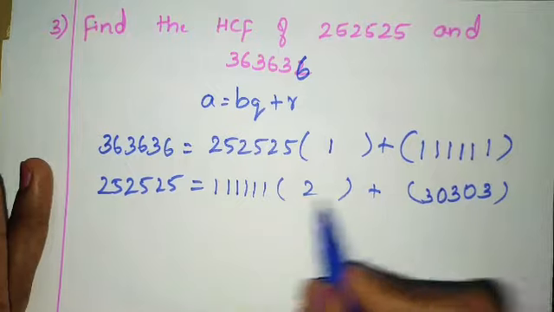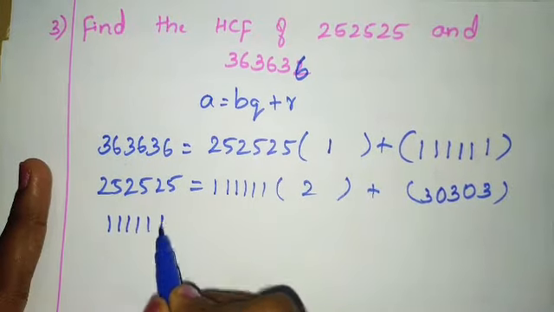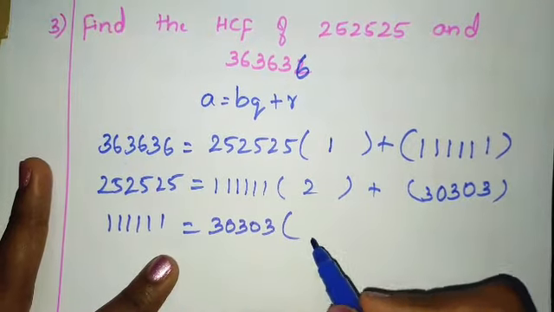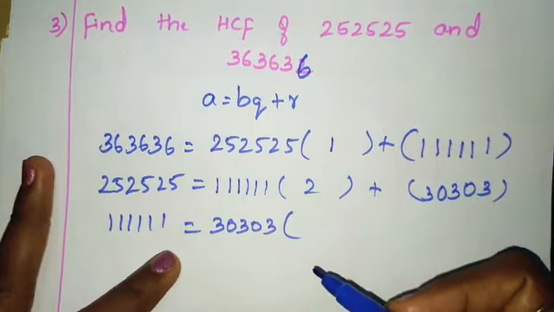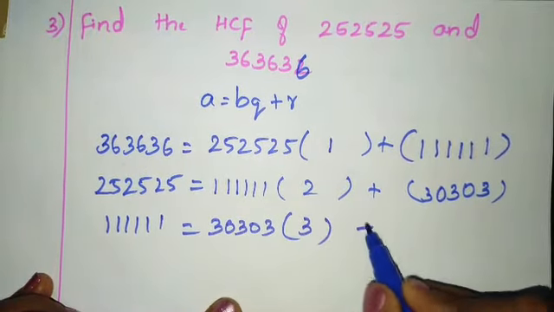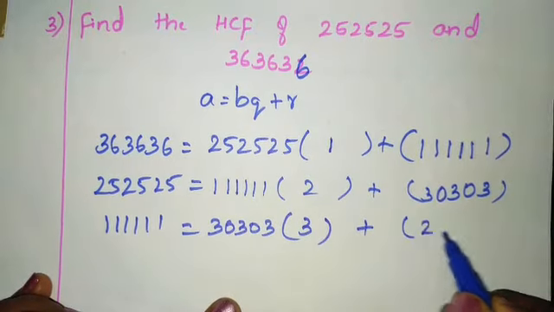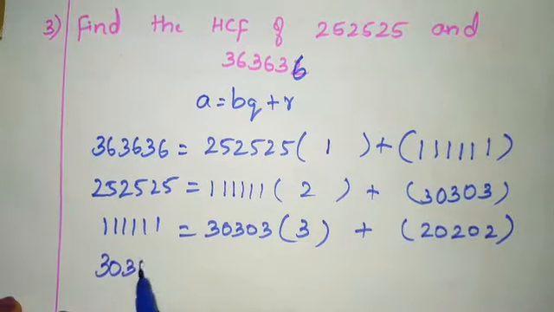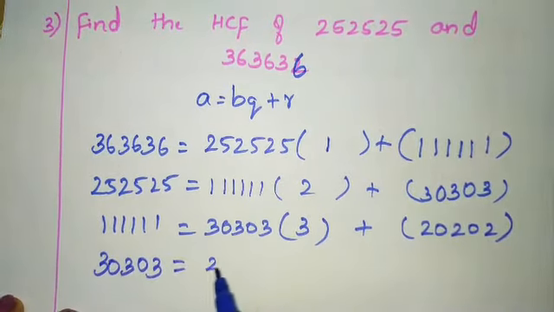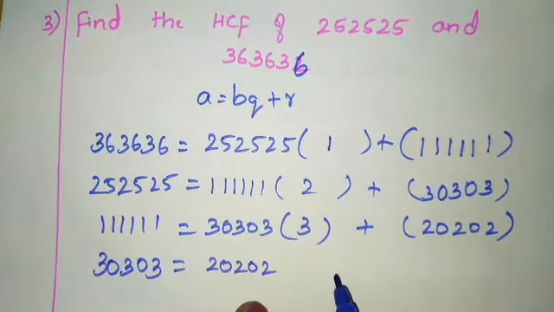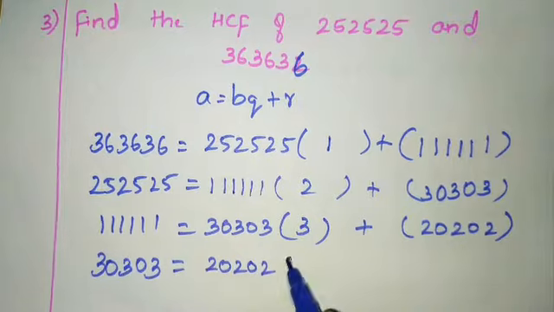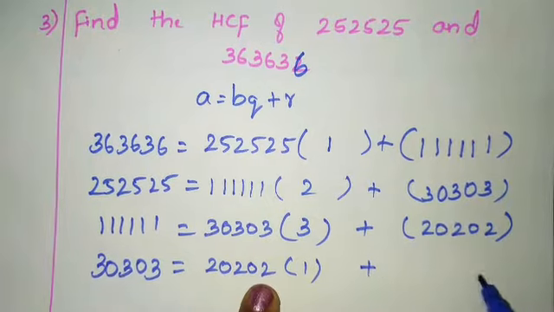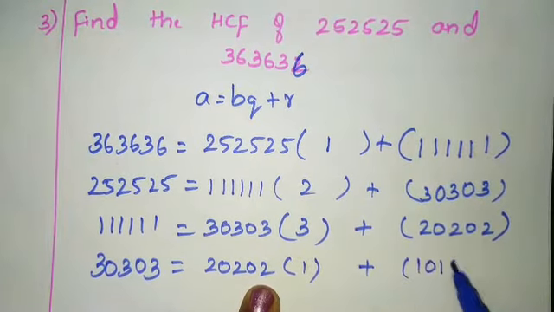Then you take this here, 111111 equals 30303 remainder. If I take 1s it is little smaller, 2s also, so directly take 3. Then if you subtract, you'll get 20202. Now you take 30303 equals 20202. If you take 2s it is more, so let's take 1. If you subtract, 3 minus 2 is 1, so you'll get 10101.